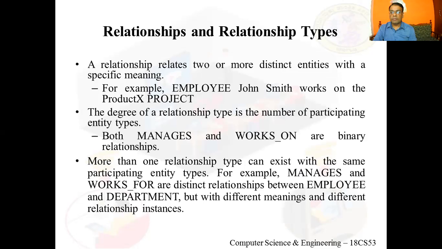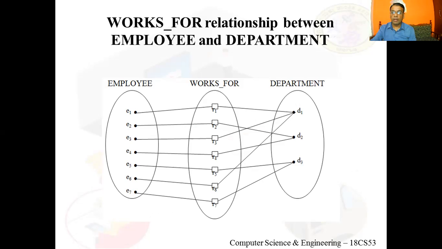The degree of a relationship type is nothing but the number of participating entity types, not the individual entities. It talks about the number of participating entity types. So we have two types of degrees, binary relationship types and ternary relationship types. In this case, works for is the relationship type. In works for, employee and department are participating in the relationship type. So that's why works for is called a binary relationship type. The degree of the works for relationship type is 2 here. Binary means 2.